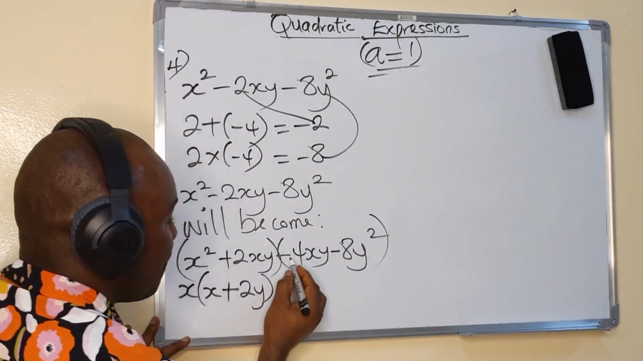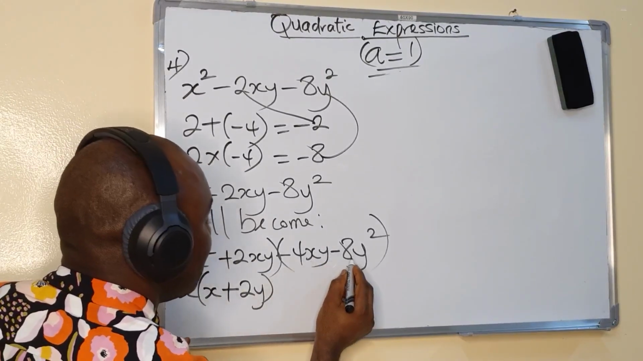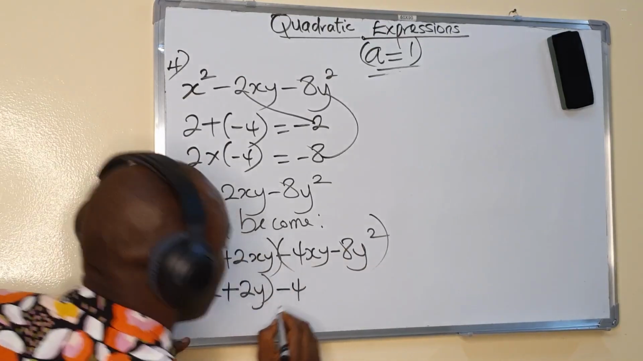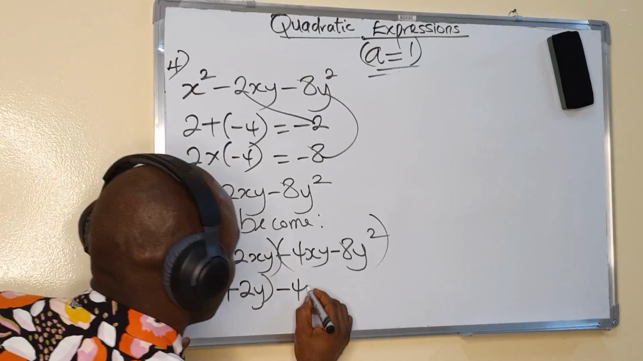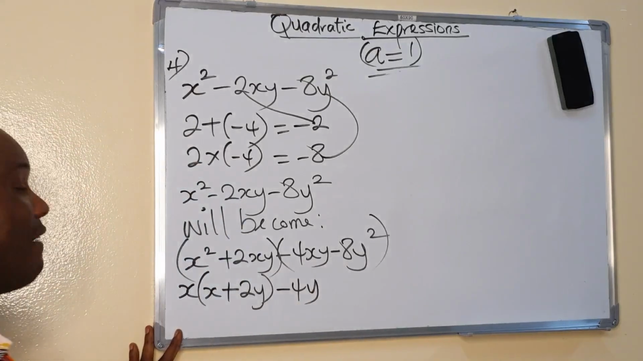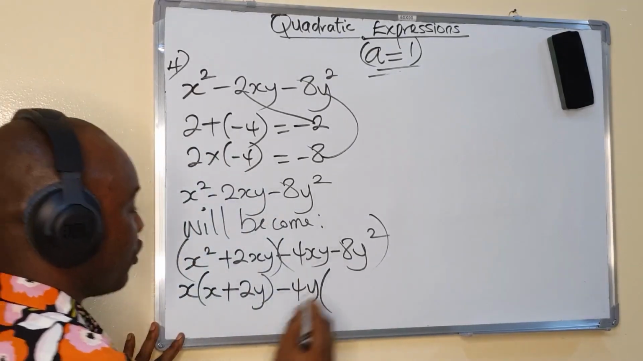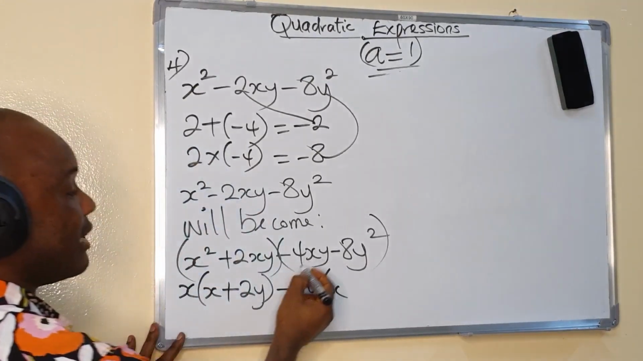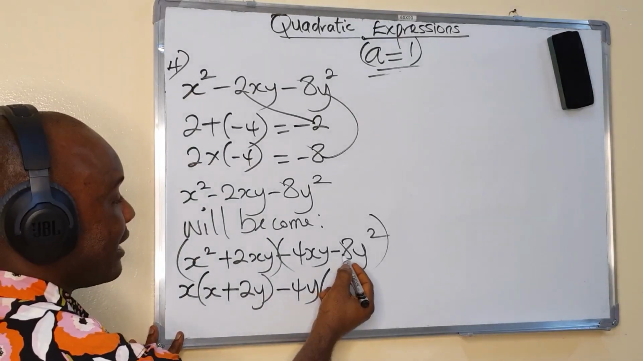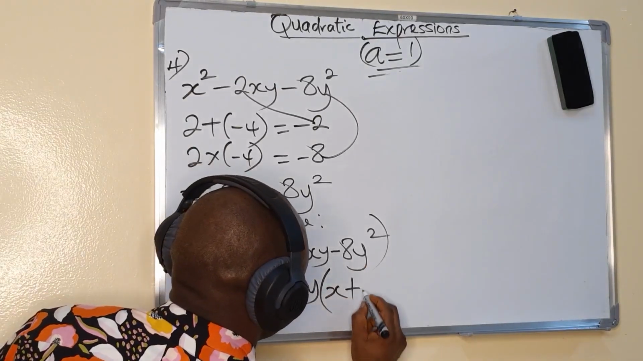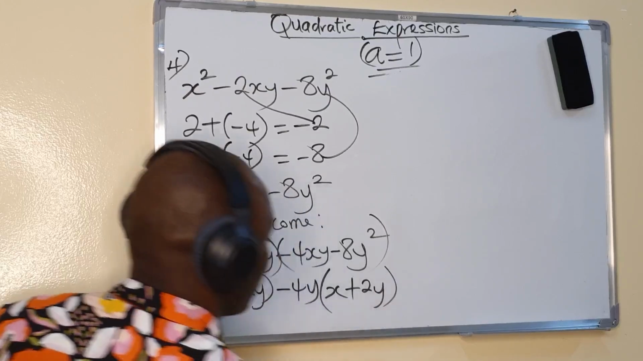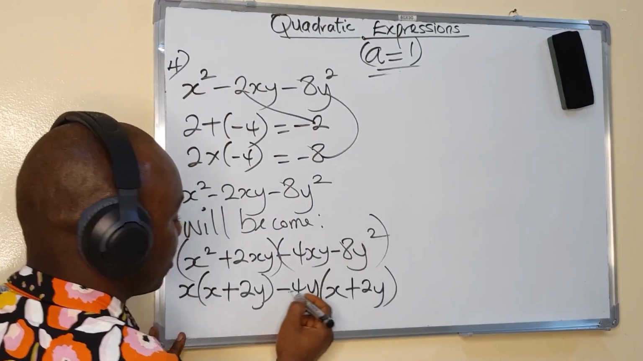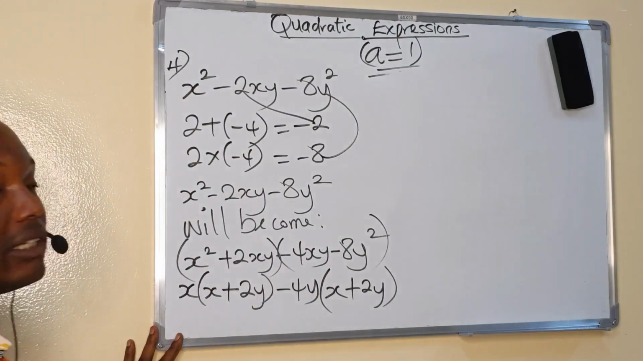For the next bracket, I have -4xy and -8y squared. First, -4 is already common. At the same time, y is also common. So I have -4y as the common factor, which stays outside. So for the inside bracket, -4y multiplies x will give me -4xy. To get the -8, I have to multiply it by +2, but remember the y, +2y, because 4y times 2y will give you 8y squared. The negative sign is already there waiting for you.